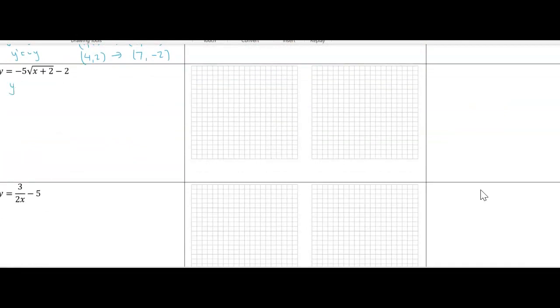All right, so our basic graph is the square root graph. And it's become y dash equals negative 5 square root of x dash plus 2. Got quite a few transformations with this one. All right, so I'm going to add 2 to both sides first. And then I'm going to divide by negative 5.